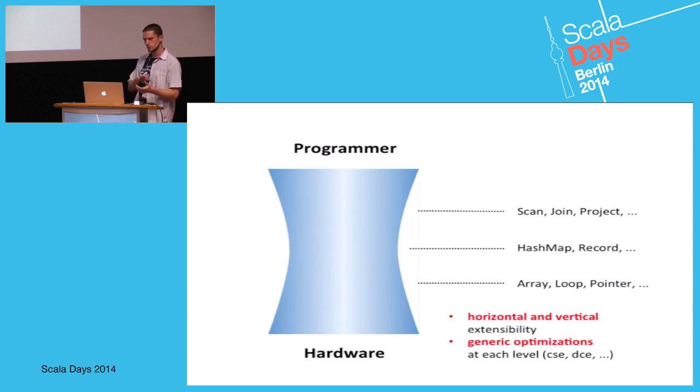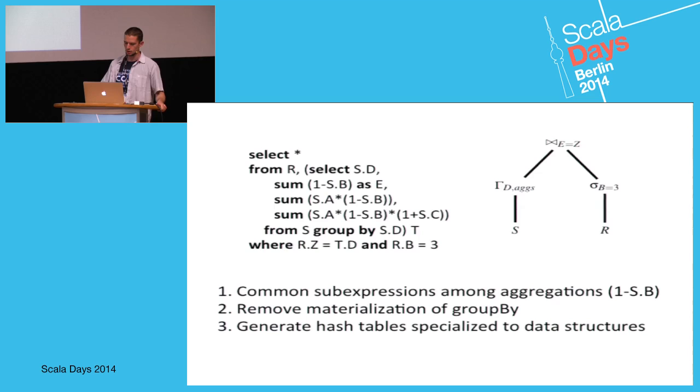And in addition to these specific optimizations, we also have generic optimizations on each level, right? So we can do common sub-expression elimination for things that build hash maps, for example. And this is very interesting. So here's one example of the kind of optimizations we can do.